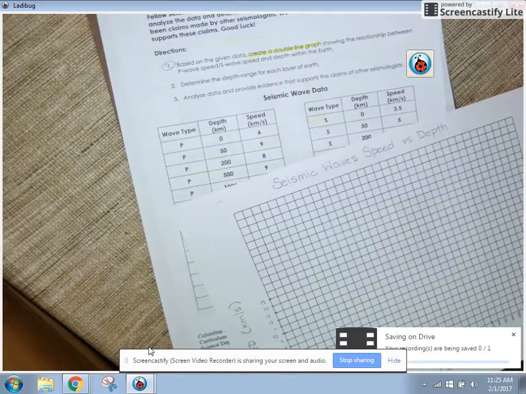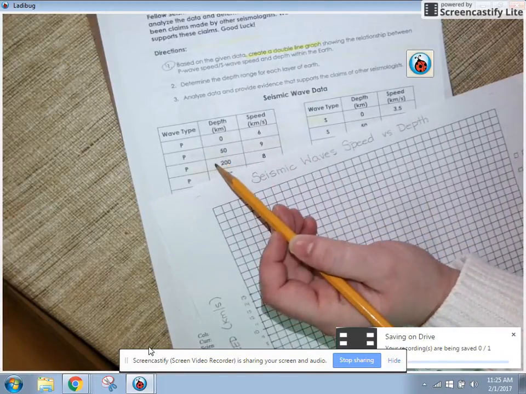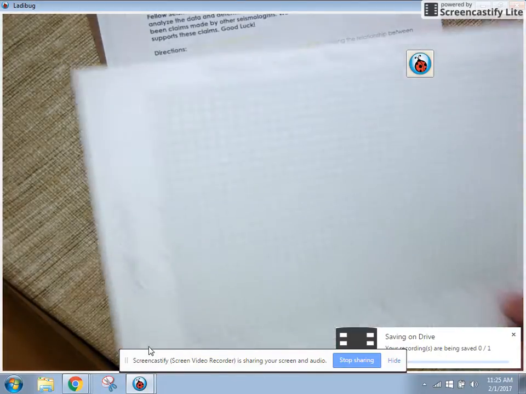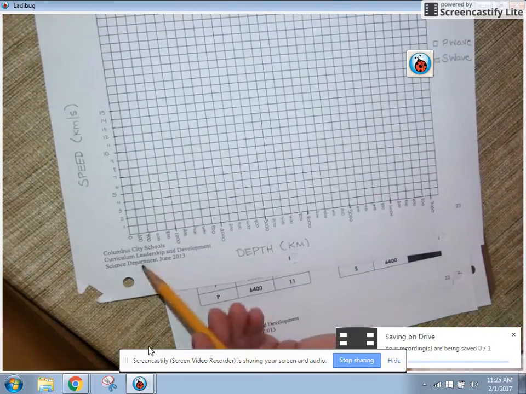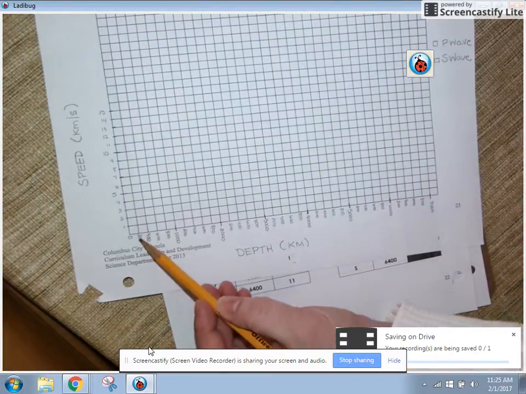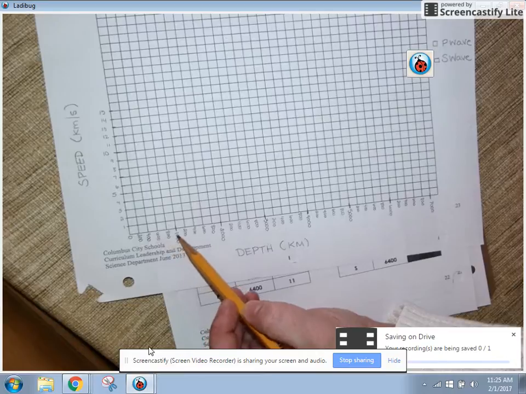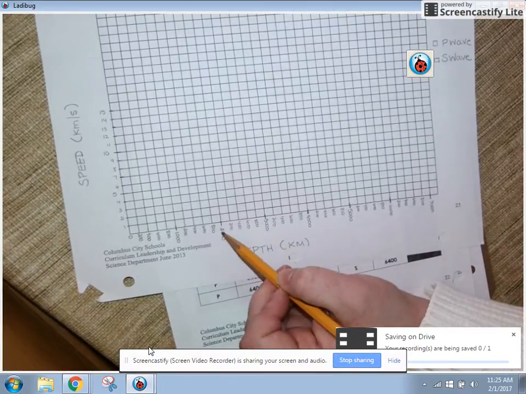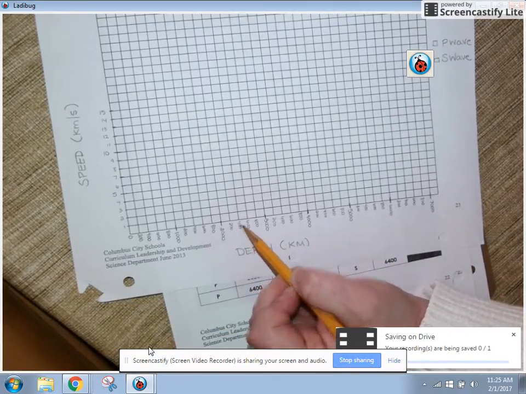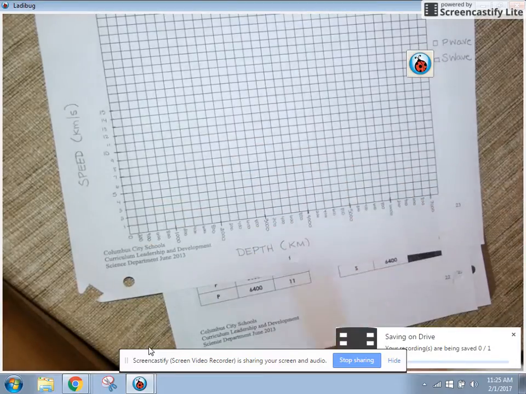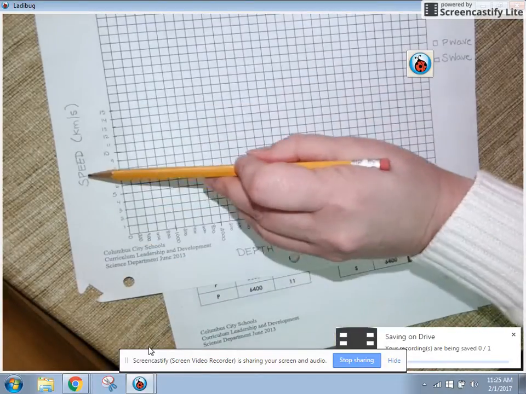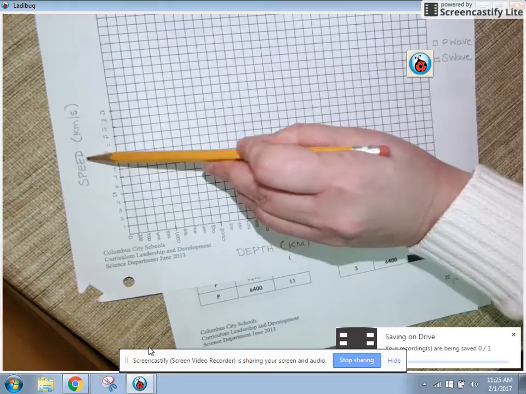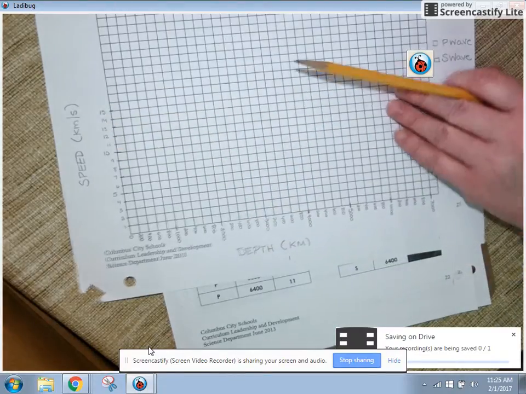So we are going to graph all the P wave data first. Now, if you look at your graph, just to notice, on the y-axis we have depth, kilometers. Each line goes by 200. Of course, this is 1,000, 1,200, 1,400. I didn't put the 1 there. Here's 2,000, 2,200, 2,400. And this is the x-axis. And then on the y-axis, we have how fast the seismic wave is traveling in kilometers per second.